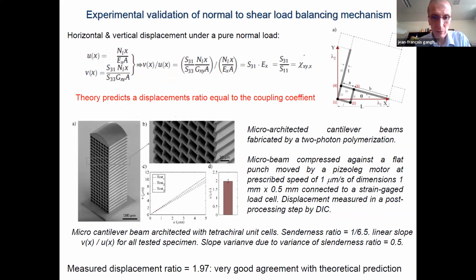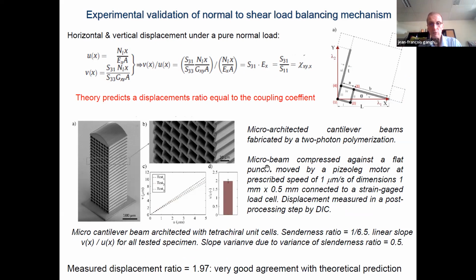So these experiments were not done in Nancy, they were done at ETH by my colleague Nikos Karanatosopoulos and Dirk Moore. So cantilever beams were micro-architected with this tetrachiral unit cell. You see it's a very small scale. Each unit cell has a size of 20 microns. So it's a very delicate experimental setup.